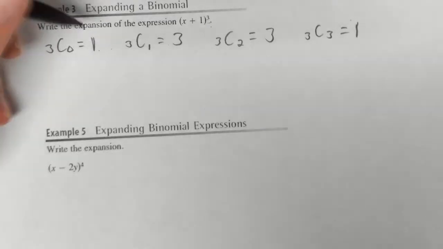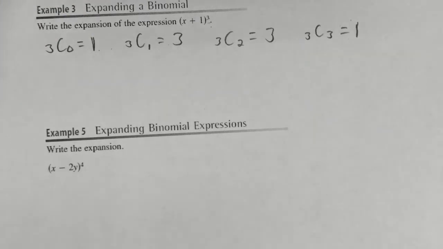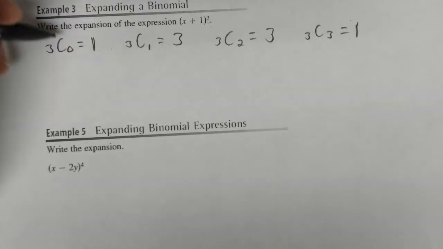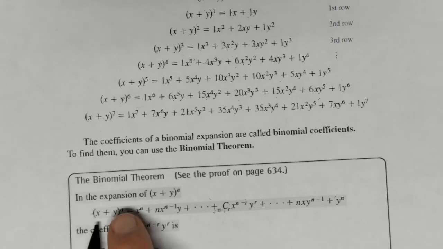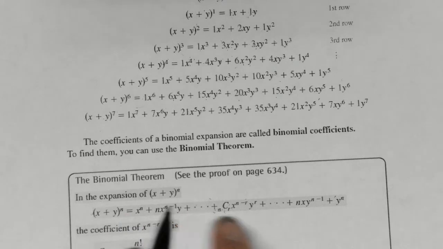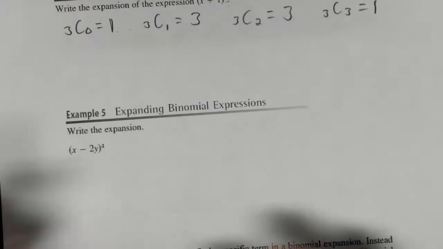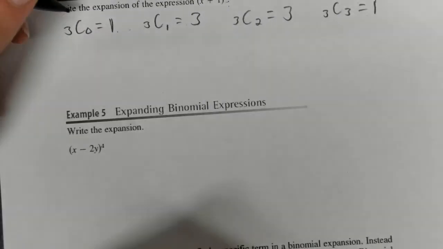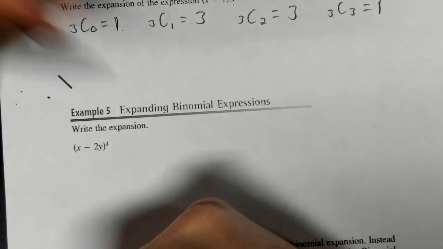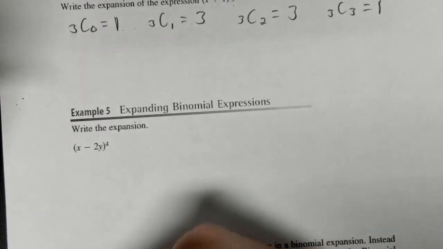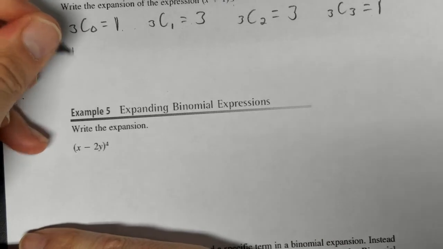So from here now, I have my leading coefficients. The next thing I'm going to do is use the rest of this formula to write in these terms with the alternating powers. So the first leading coefficient is 1. And so I'll go ahead and write in my 1.